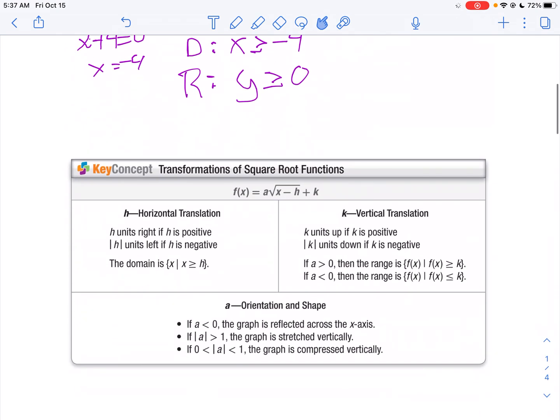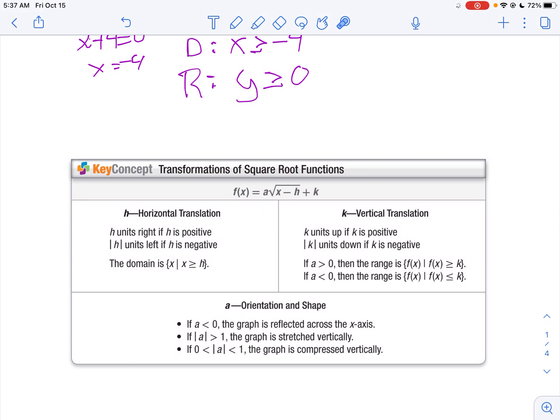Transformations of square root functions are just like the transformations of any other graph. That is, inside the square root, h moves it horizontally. k is a vertical translation, and a is your dilation.